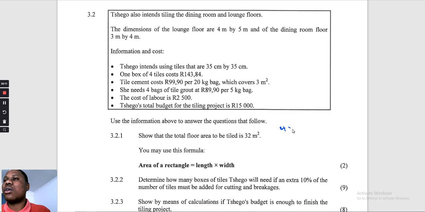4 multiplied by 5, which is 20 meters squared. Then this one is going to be 3 meters by 4 meters, which equals 12 meters squared. So when we add them together, we get 32 meters squared. This is the dining, and this is the lounge. Okay, right. We can proceed.